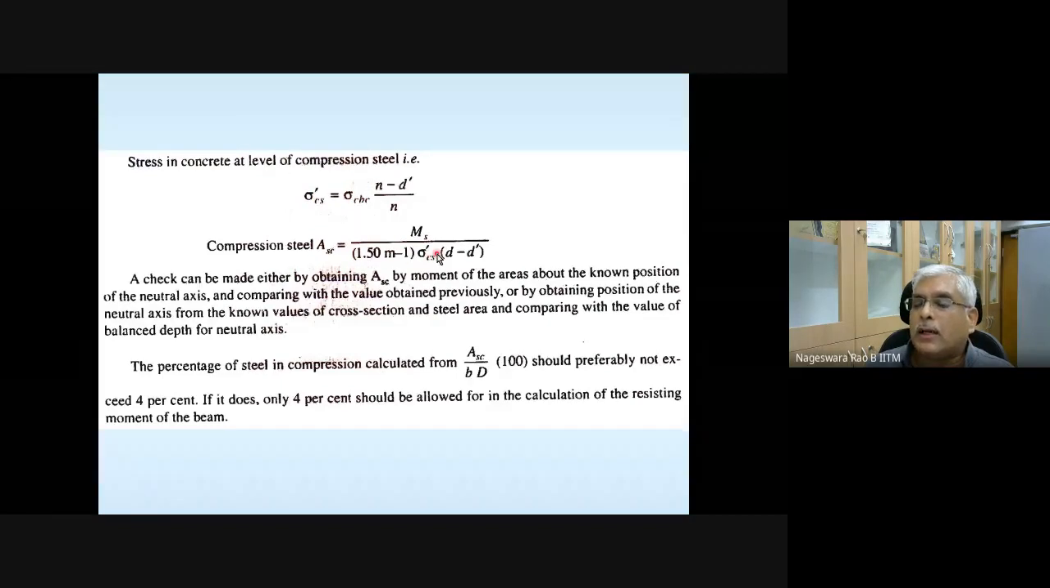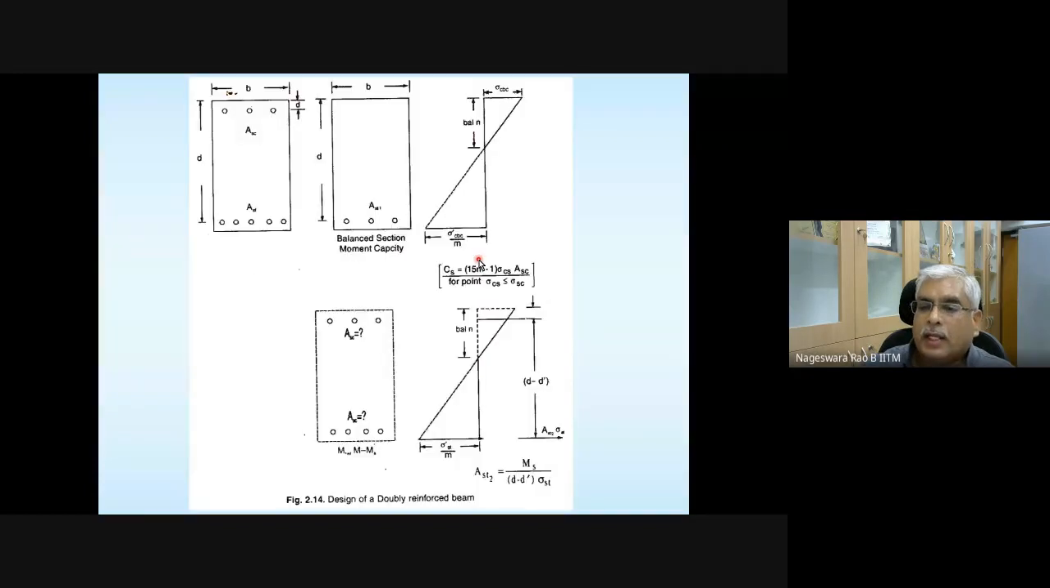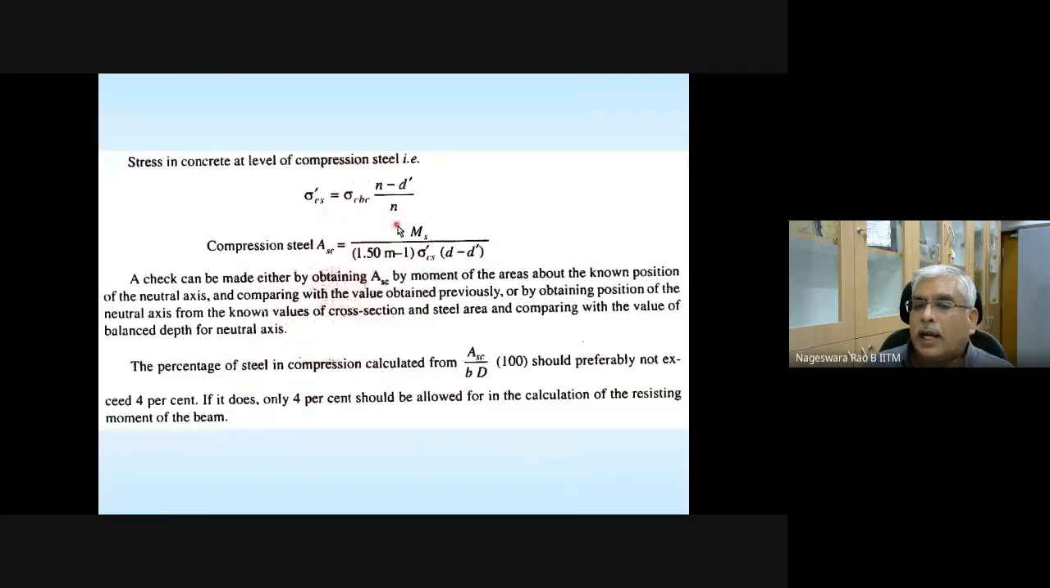Once you know the stress in compression steel, and once you know the lever arm, which here is the distance between the compression steel and the tension steel, that is d minus d prime. You can see here d minus d prime is the distance between the compression steel and the tension steel. So you need to use that lever arm, and Ms is nothing but the balance moment, that additional moment it has to resist, and based on that you can calculate compression steel.